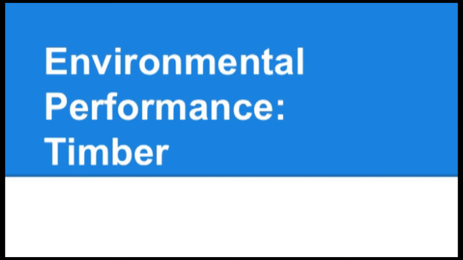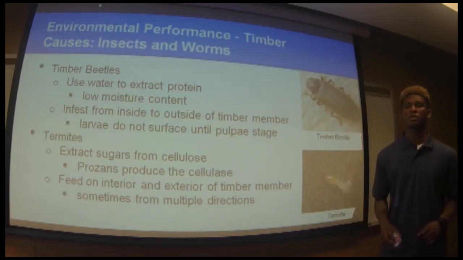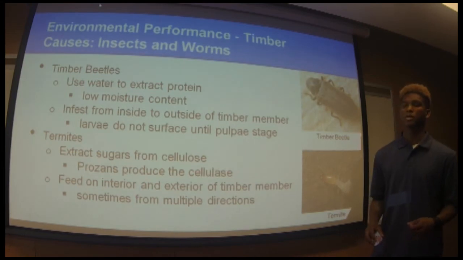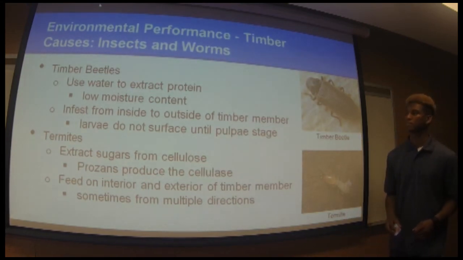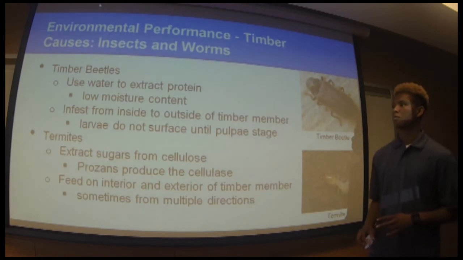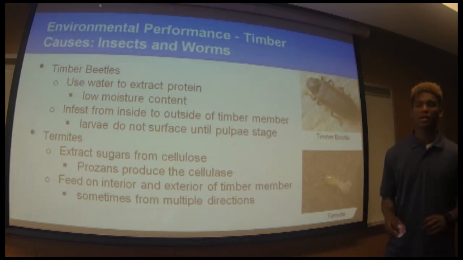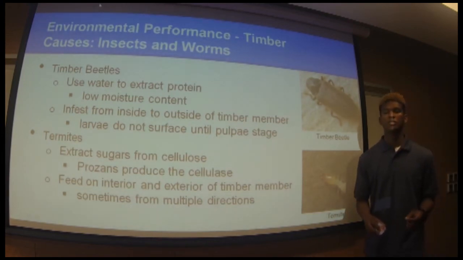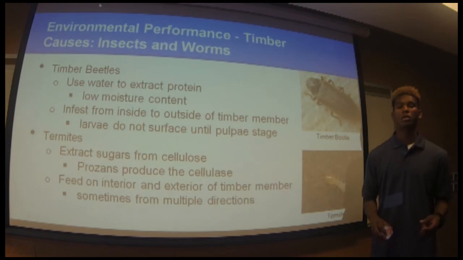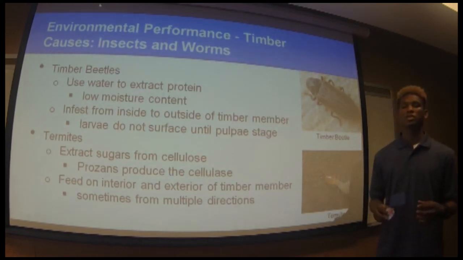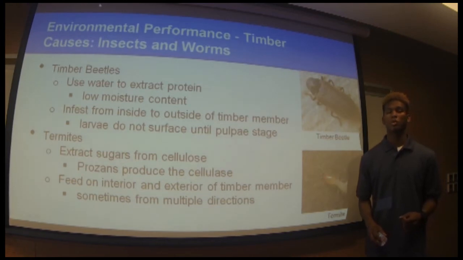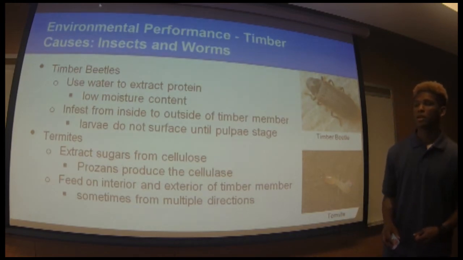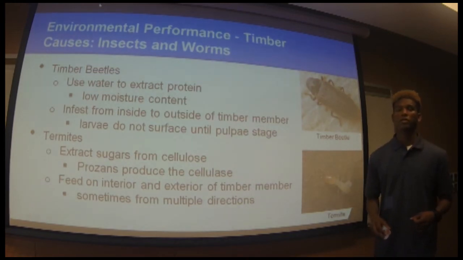I'm going to talk about the causes of insects and worms on timber. To better understand this cause, we have to understand the insects and bugs that cause the deterioration. The two most common bugs or insects that cause infestation and weaken the strength of timber are timber beetles and termites. Timber beetles need the protein in the timber for nourishment, and they use the water in the timber to digest that protein. Because there is such a low moisture content within the timber used in construction, they must eat a lot of it, and that's why they are able to tear down structures so quickly.